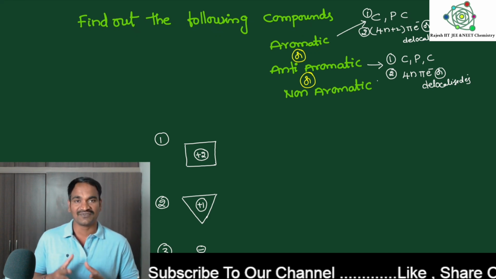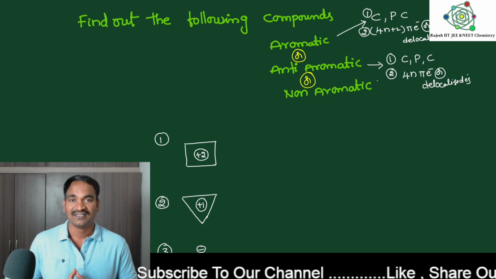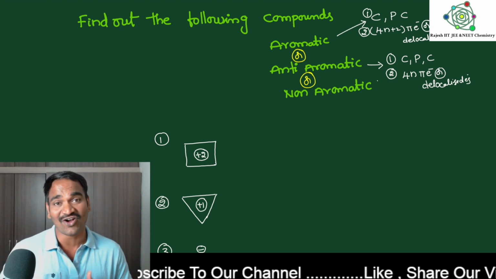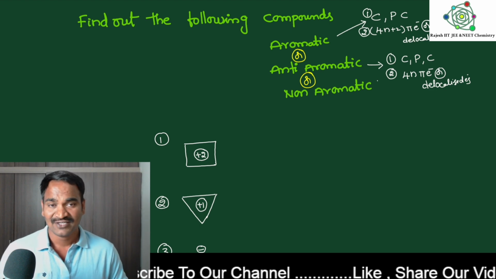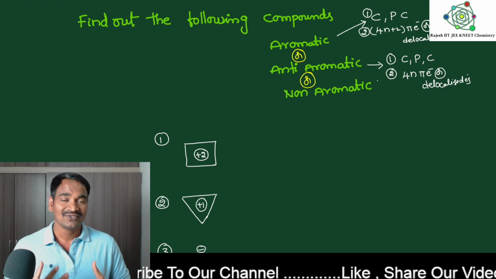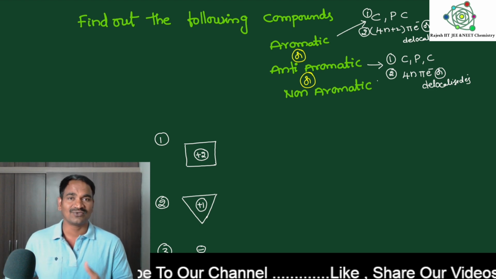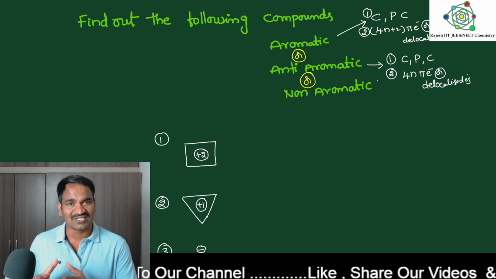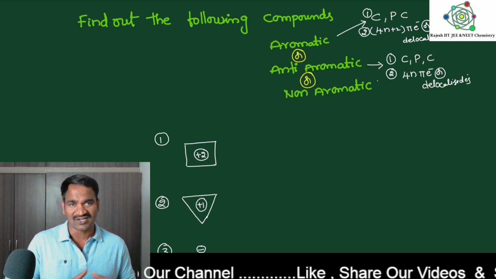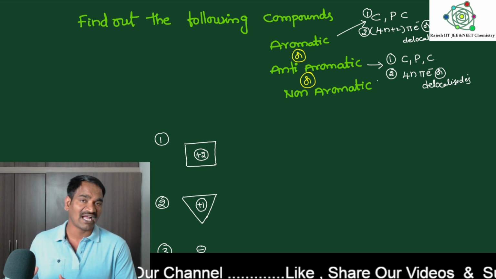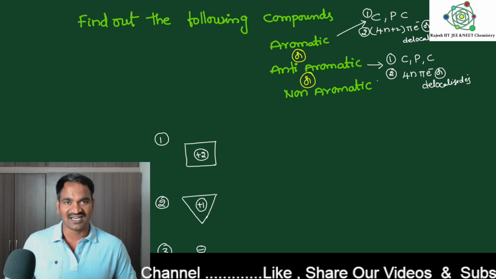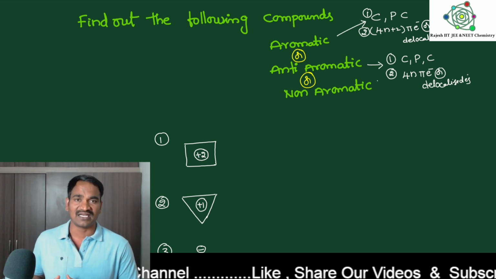In today's interaction, we are going to identify whether the given compounds are aromatic, anti-aromatic or non-aromatic. Before going to find out, we need to revise the rules for aromatic and anti-aromatic. As you know very well, it must be a cyclic, planar and conjugated system, and it should have 4n plus 2 pi electrons or delocalized electrons. That is called an aromatic compound.